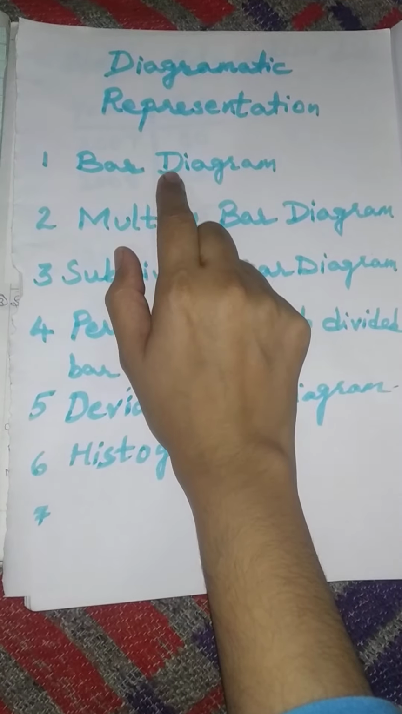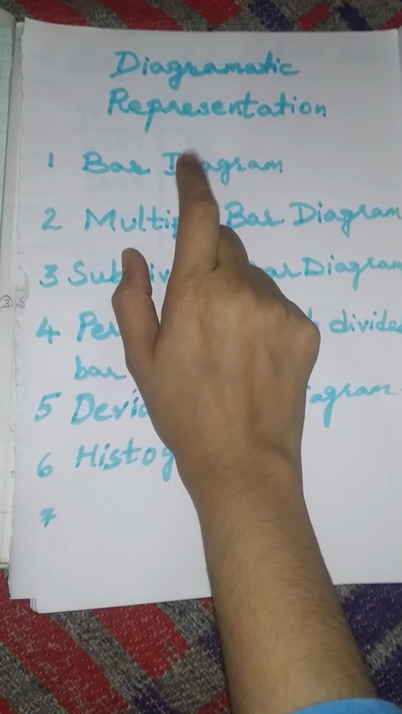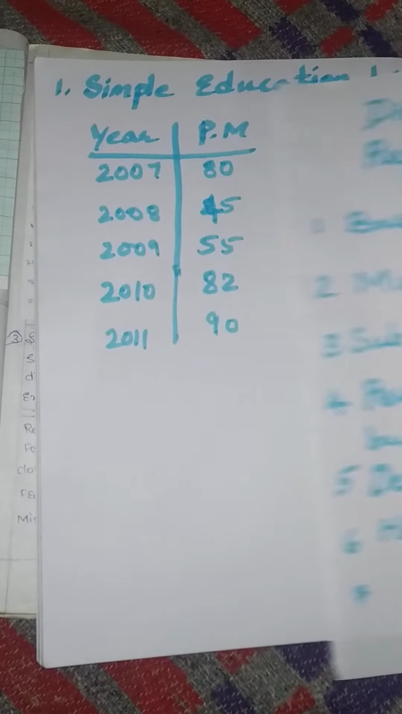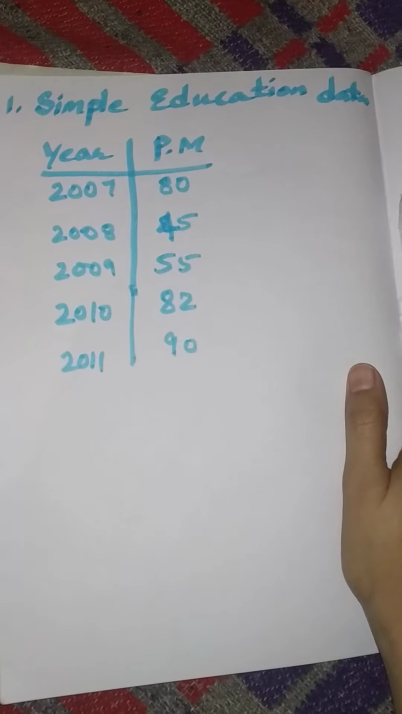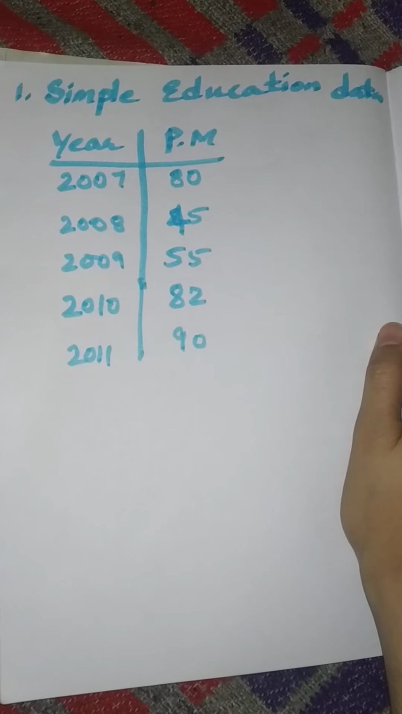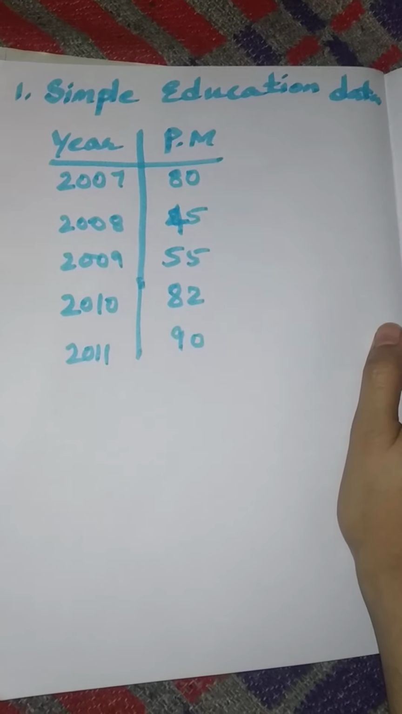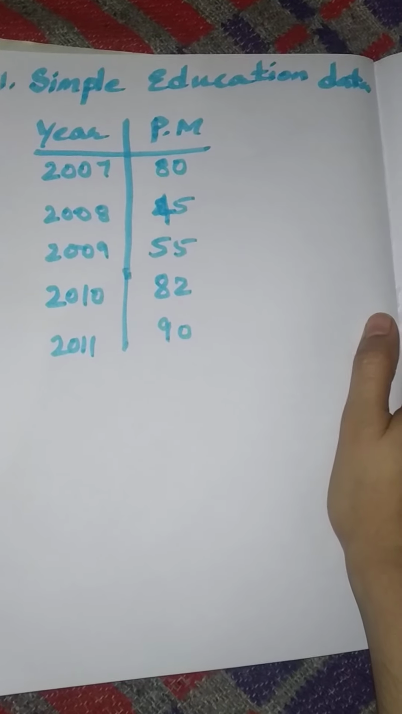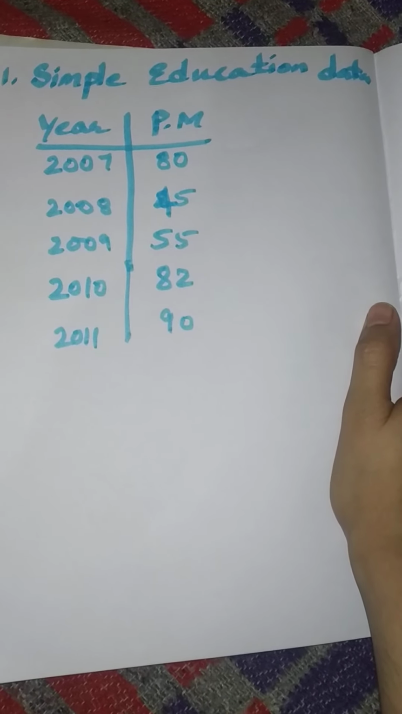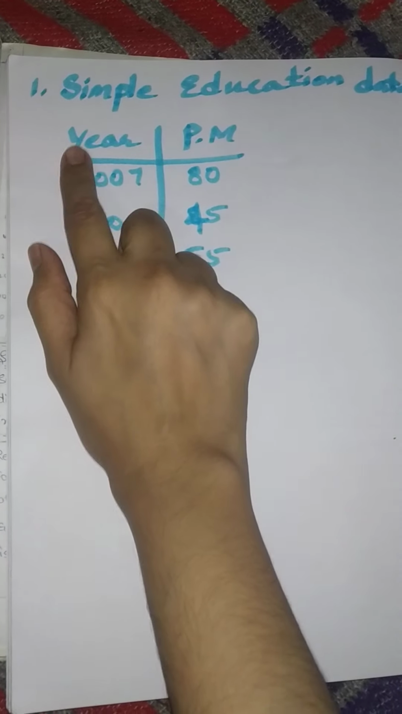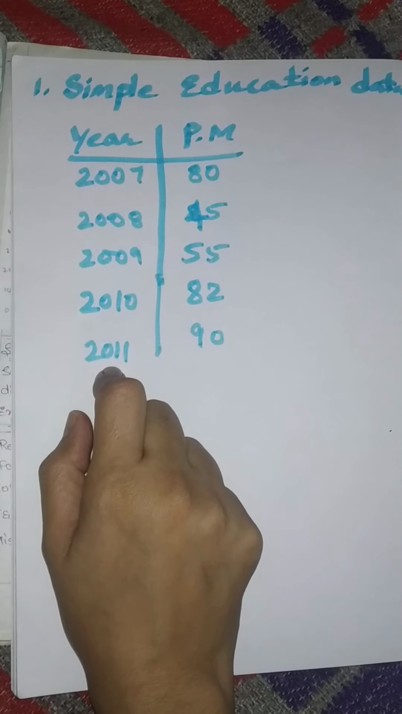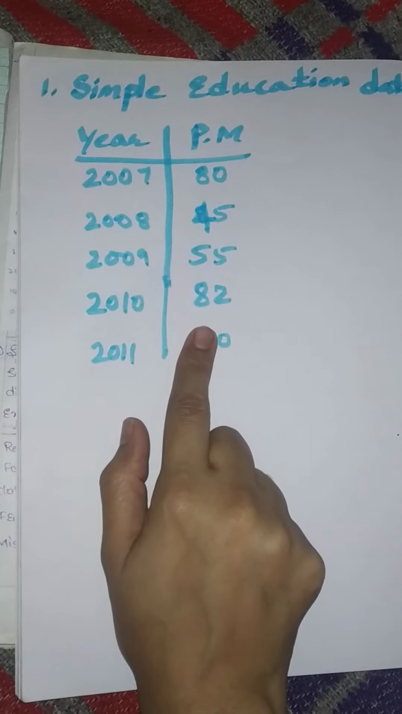So first one is bar diagram. For bar diagram I have taken a question like this. First I'll tell you what is bar diagram. Bar diagram is very simple to understand. Anyone who is educated, non-educated can understand. So here I am going to put this one as x-axis, this one as y-axis.